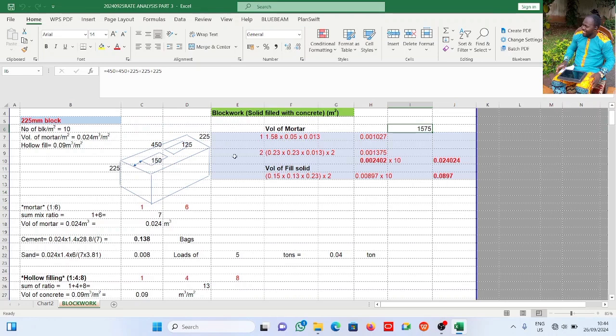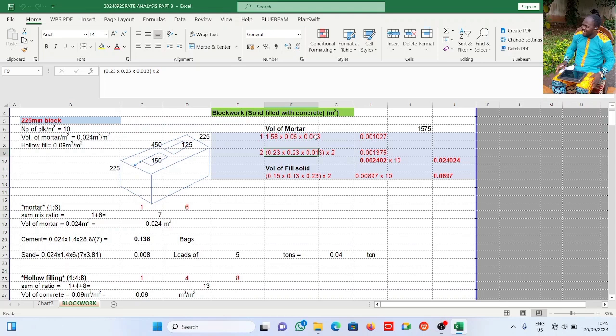Also the same thing for the shock in the side. This is 225 by 225, by the thickness. Now the thickness of mortar, for shocking, can either be 10 mm, between 10 mm and 20 mm, depending on what you want to use. So in this case I used 13 mm.